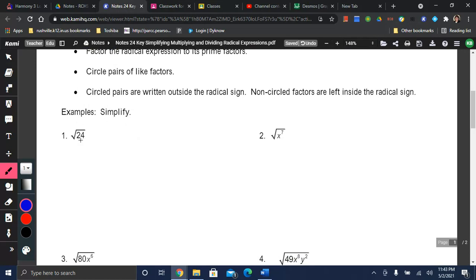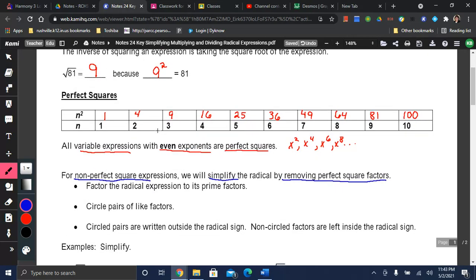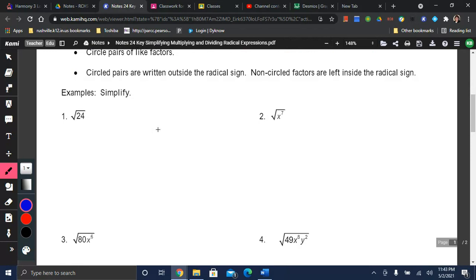So that actually is our first example. We have the square root of 24. Now, 24 is not a perfect square, so it's not in your list of perfect squares up here. So for the square root of 24, off to the side, we're going to do a factor tree for 24. And by that I mean we're going to start with our smallest number besides 1 that would divide into 24. Now that's going to be a 2.